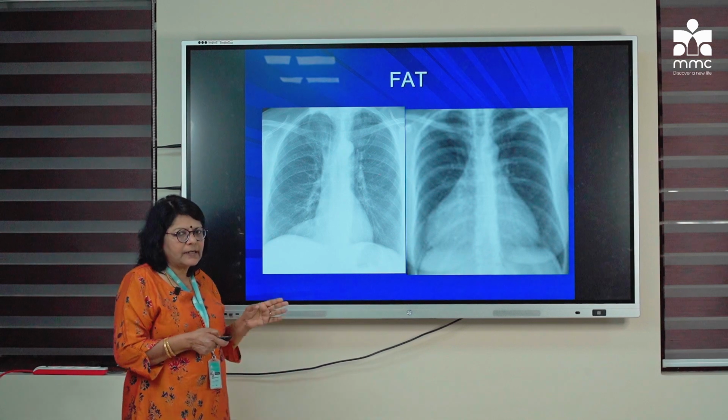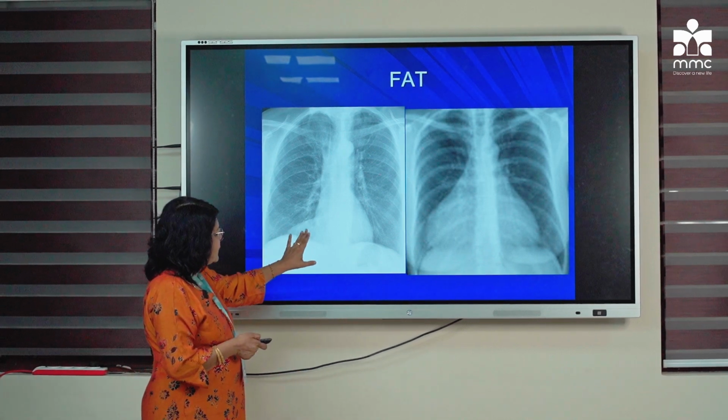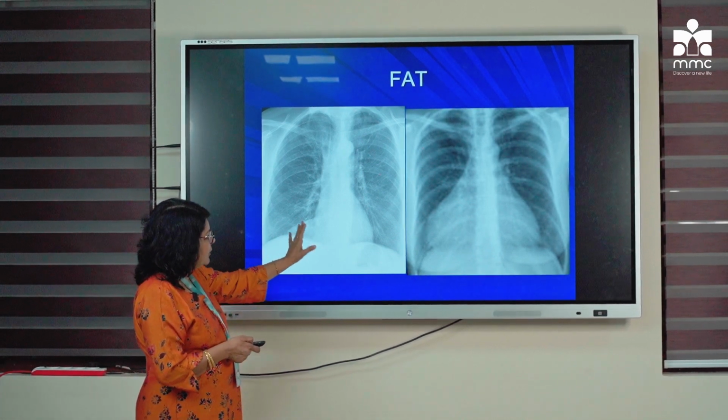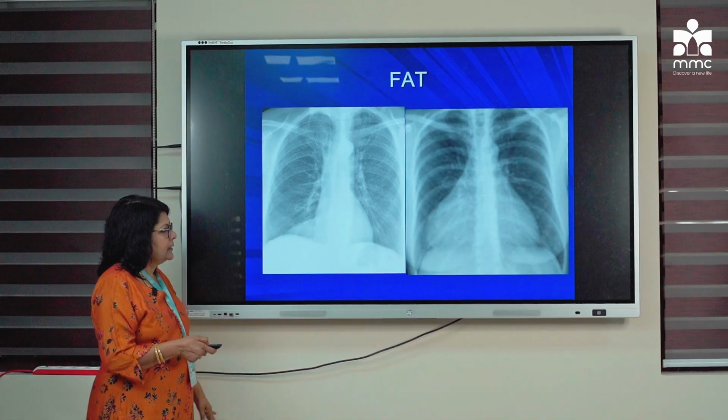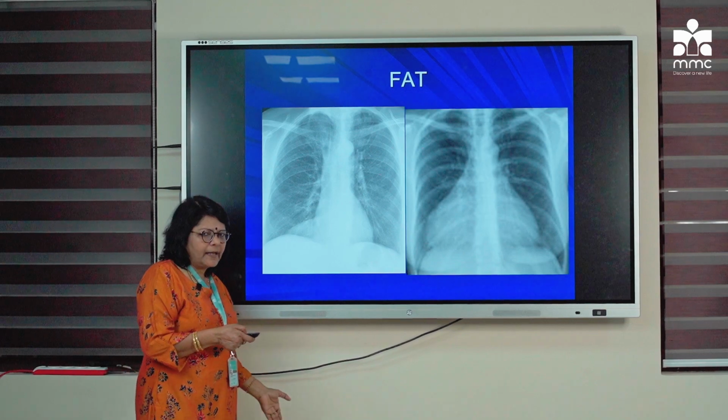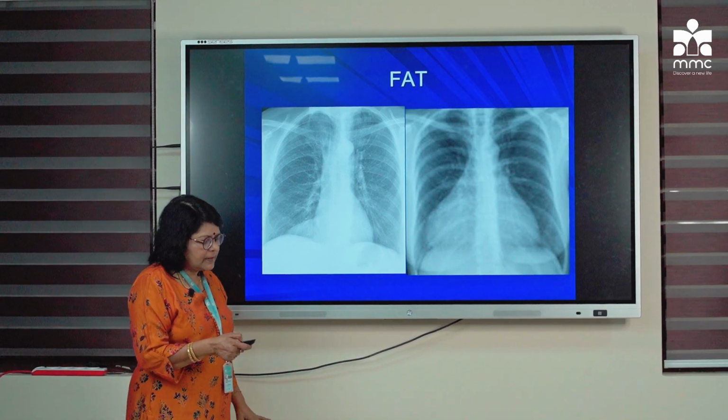Fat has a gray density. So the mediastinum has fat which is normal, and if it becomes abnormal, we call it a lipoma or a teratoma. So normal fat and abnormal fat can also be interpreted in chest X-ray.